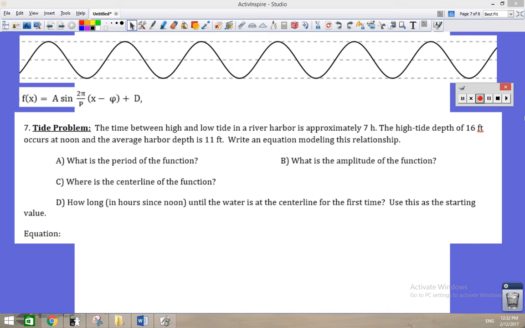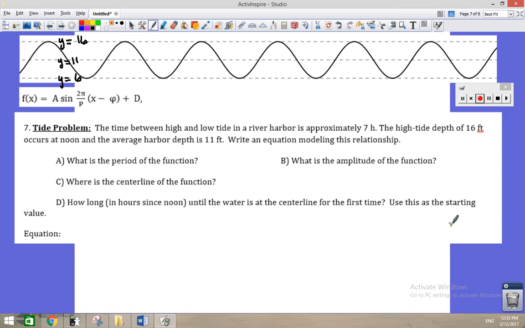Alright, so the high tide, my maximum, so my units in Y are in feet, and the high tide is 16. If the average is 11, that's telling me my center line. Now I'm 5 units above or 5 units below that. 5 units below that, and I'm at 6 feet. So 16 plus 6 is 22, and the average, divide by 2, and I've got 11. So that makes sense to me.